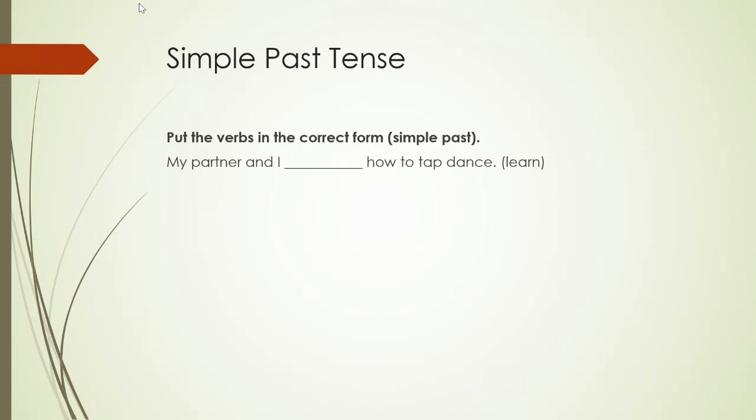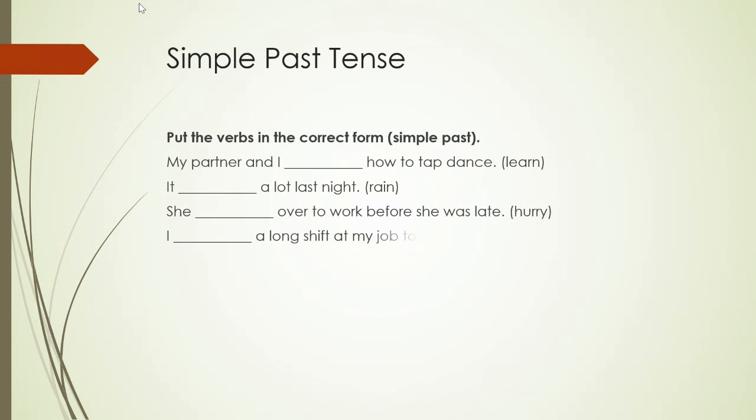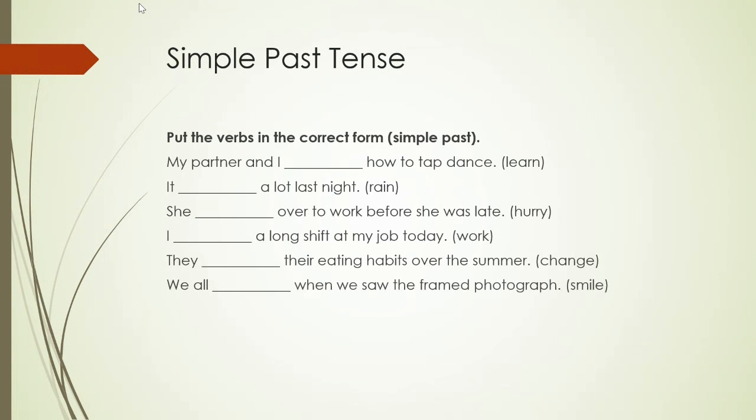Now you try. Put the simple past tense verbs in their correct form using the following examples. My partner and I blank how to tap dance. It blank a lot last night. She blank over to work before she was late. I blank a long shift at my job today. They blank their eating habits over the summer. We all blank when we saw the framed photograph. You can pause the video here if you would like to take some time to work on putting the verbs in their correct form.